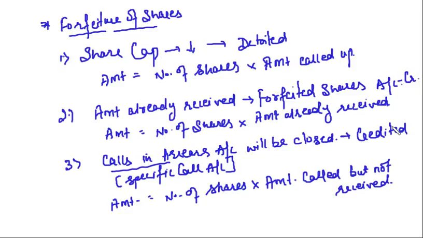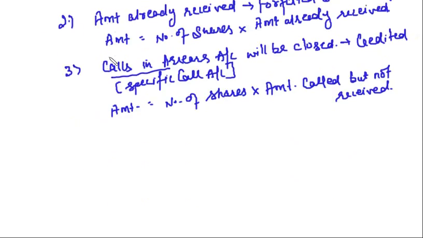Here what is important to understand and identify in a question is what is the amount called up, what is the amount received, and what is the amount called but not received. If you are able to find that in a question, then it is a very simple case. Then I told you that this forfeiture is for two types of shares.